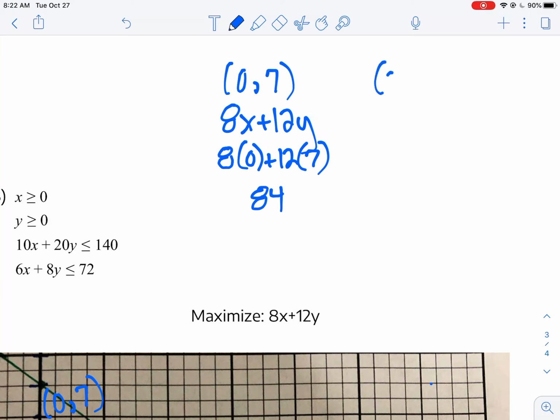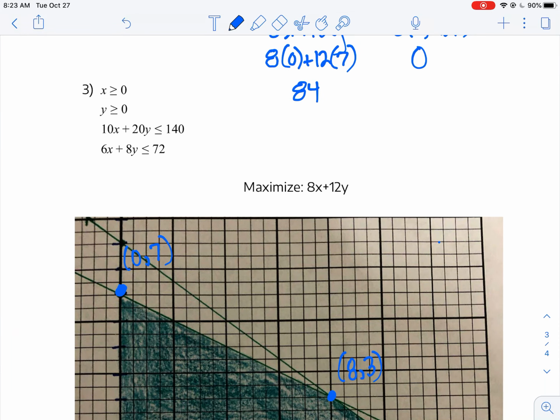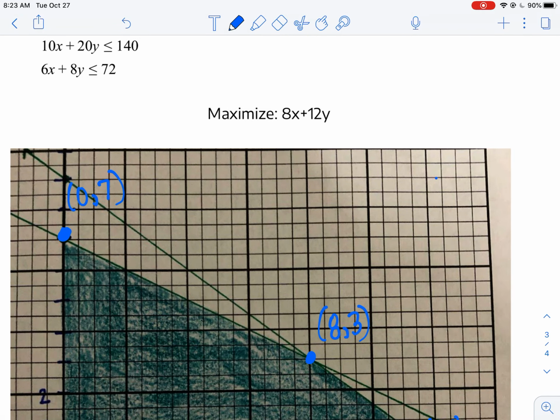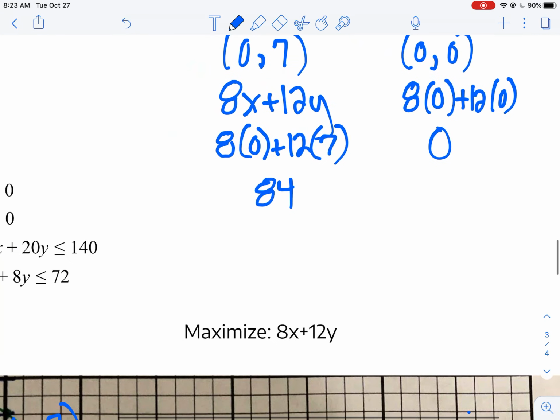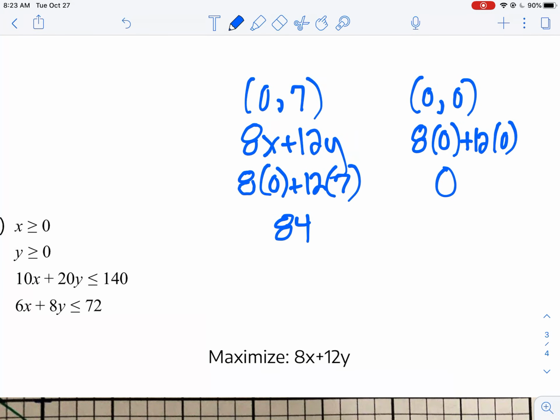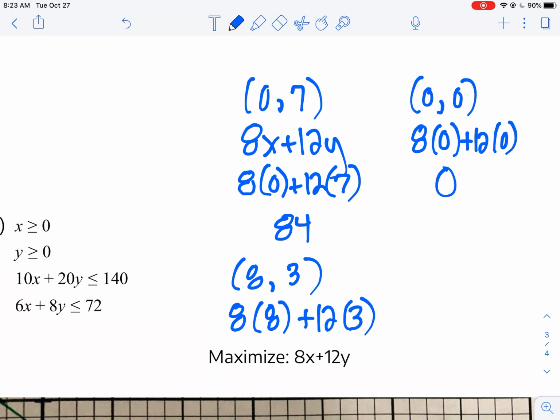Next, I'll go with 0, 0. This one's nice and easy. 8 times 0 plus 12 times 0 gives me 0. Now, I might be inclined to think that this would minimize my function, but let's wait, because you never know. So then we got 8, 3. We're going to do the same thing again. So with 8, 3, 8 times 8 plus 12 times 3. It's going to give me 100.